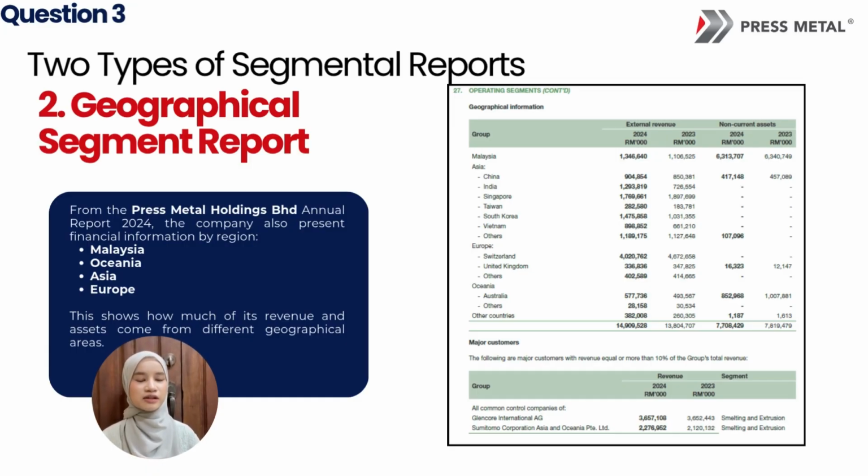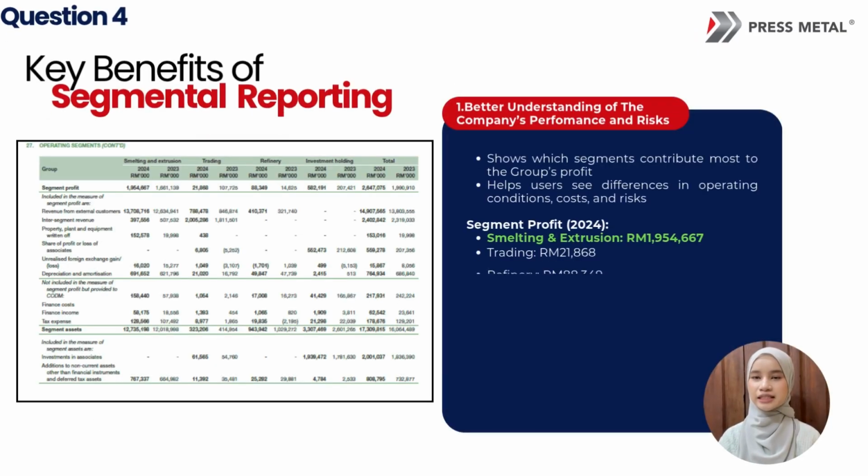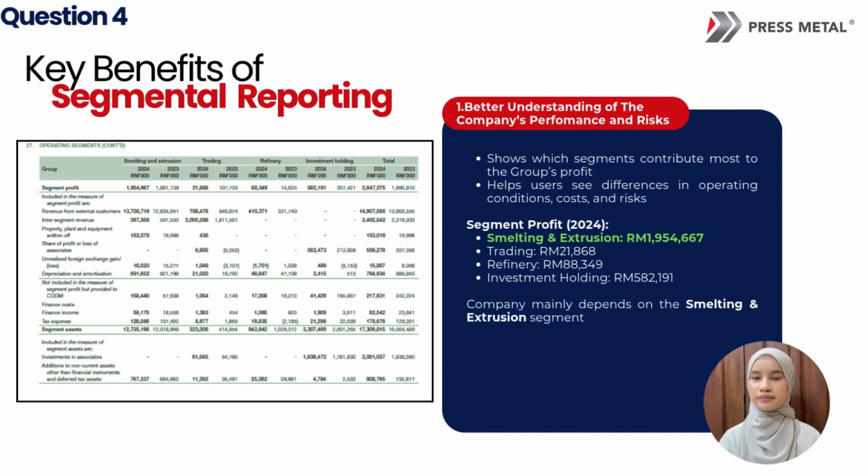This means users of the financial statements can see which regions generate the most revenue and where the company's assets are located. By reporting segments geographically, Press Metal shows the extent of its global operations and highlights any regional dependence or exposure to market-specific risks. For this part of the question, the key benefit I will discuss is how segmental reporting provides a better understanding of a company's performance and risk, using Press Metal Holdings Berhad as the example.